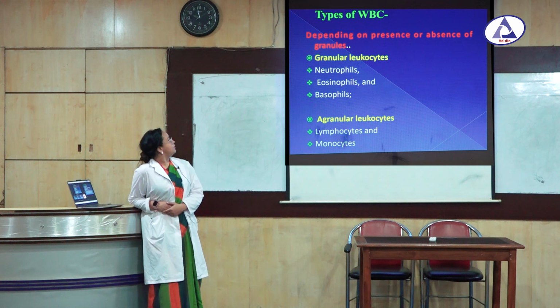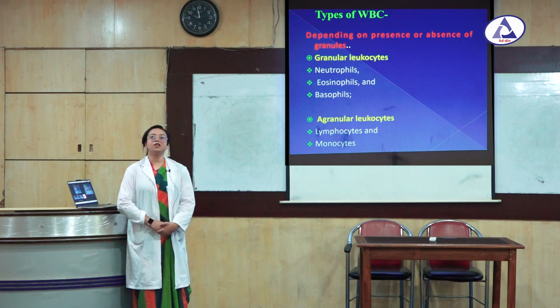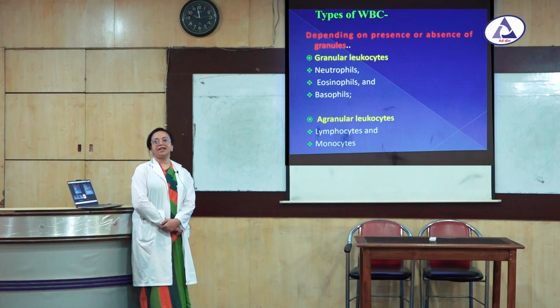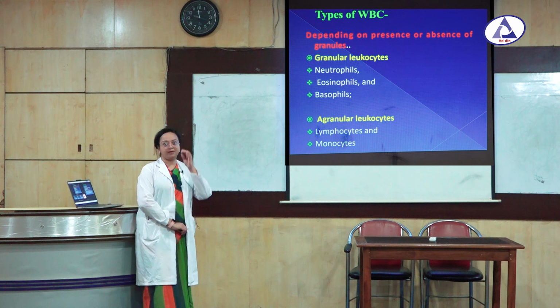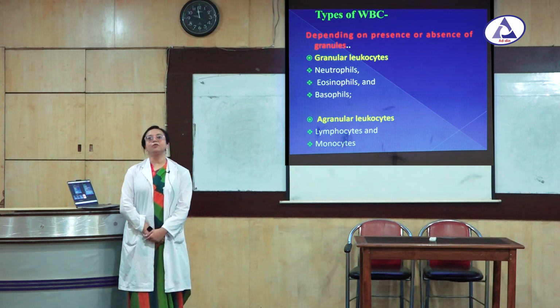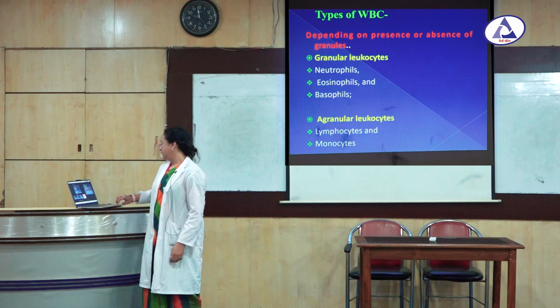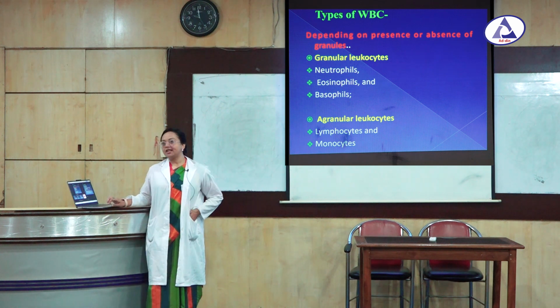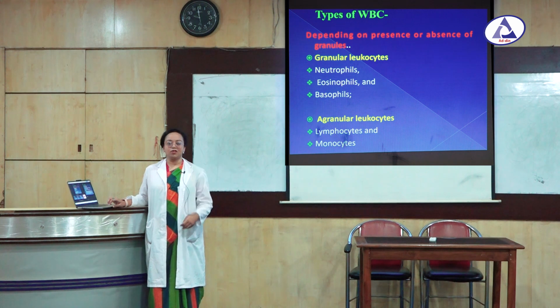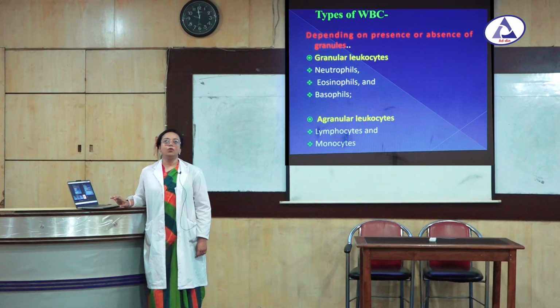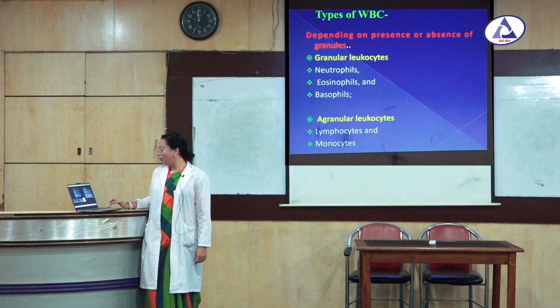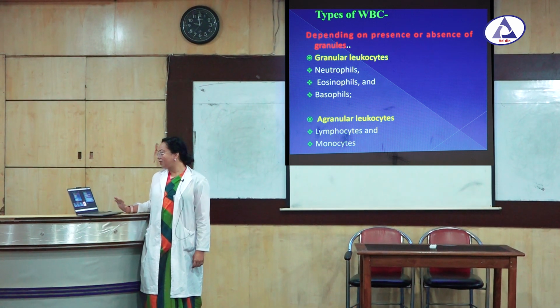Now the types of WBC. Depending on the presence of granules, the WBC can be classified into granular white blood cell and agranular white blood cell. Granular means the WBC contain granules. So granular leukocytes are neutrophil, eosinophil and basophil, and agranular leukocytes are lymphocyte and monocyte. We will study differently about the WBC, all the characteristics and types of the WBC.